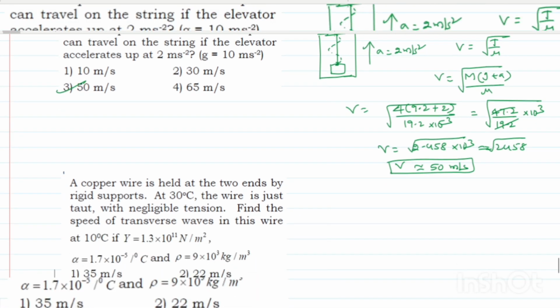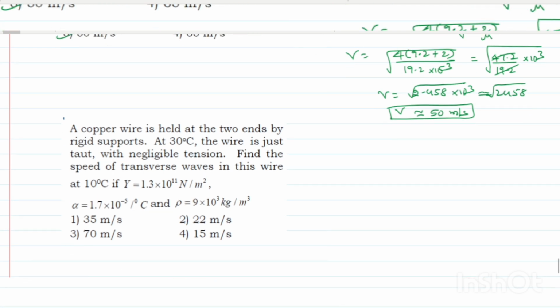The next question says: a copper wire is held at the two ends by rigid supports at 30 degrees Celsius. The wire is just taut with negligible tension. Find the speed of the transverse wave in this wire at 10 degrees Celsius. When the temperature changes, v equals root over T by mu. So here you are fixing a copper wire between two rigid supports. At 30 degrees Celsius it was very tight, with negligible tension.